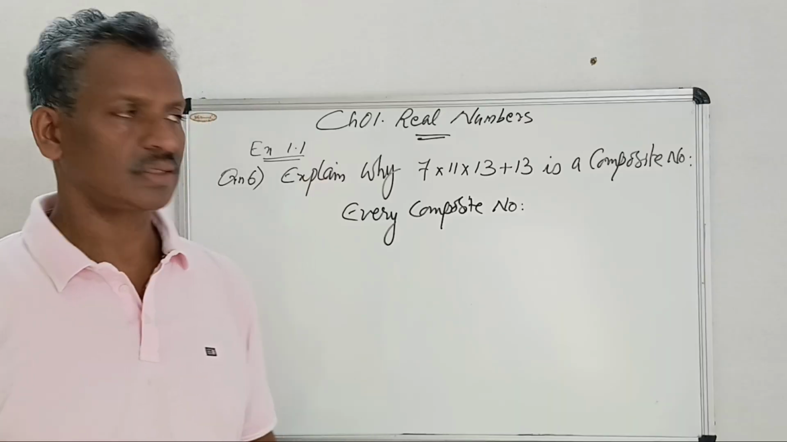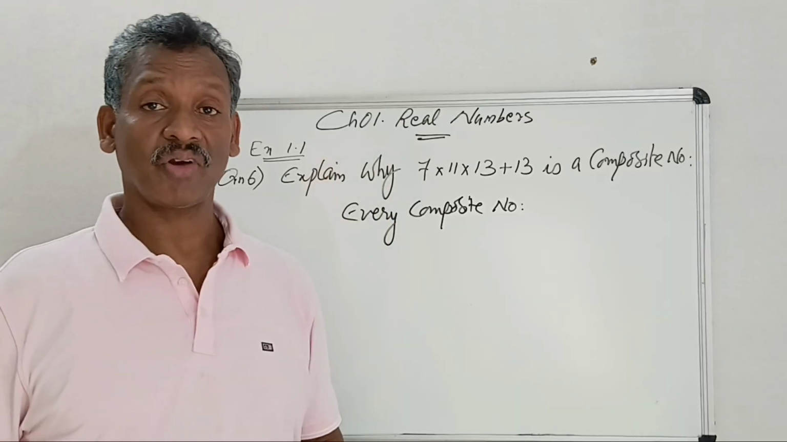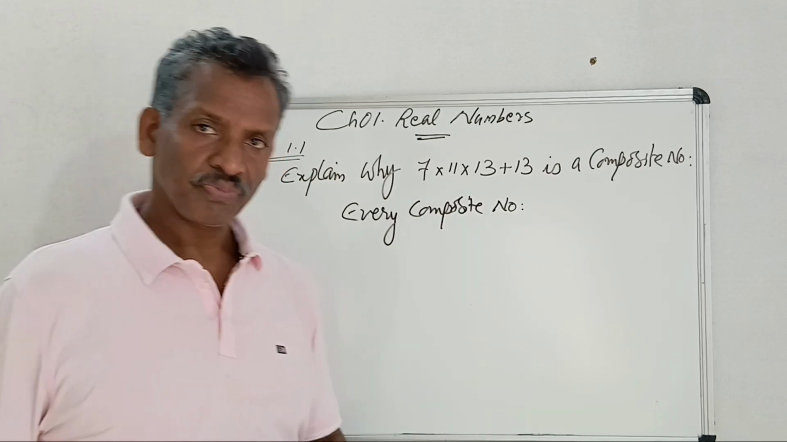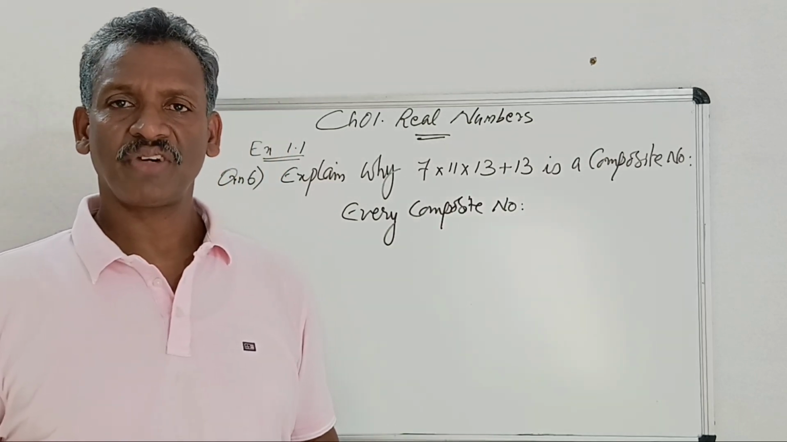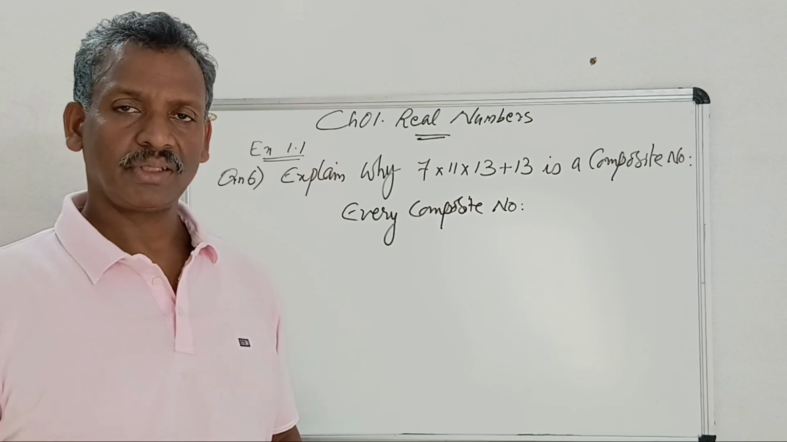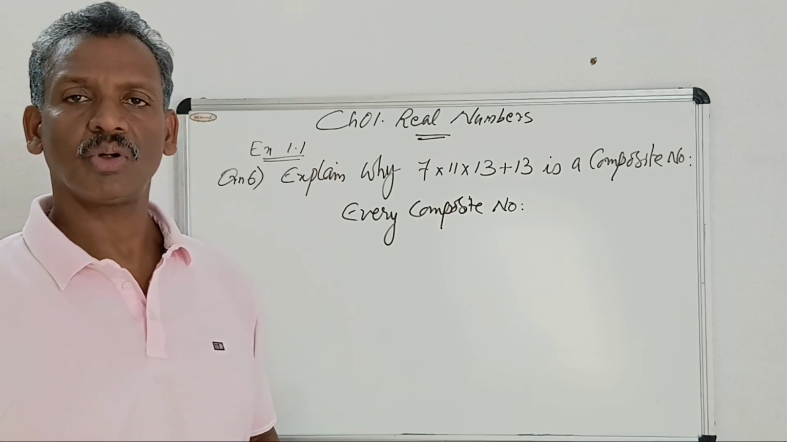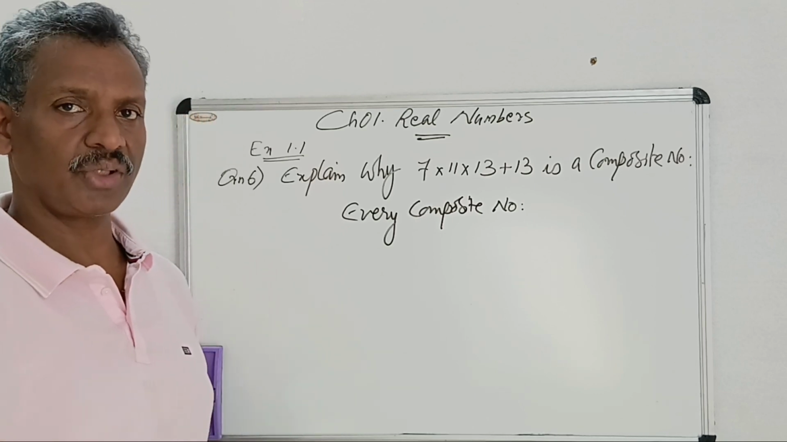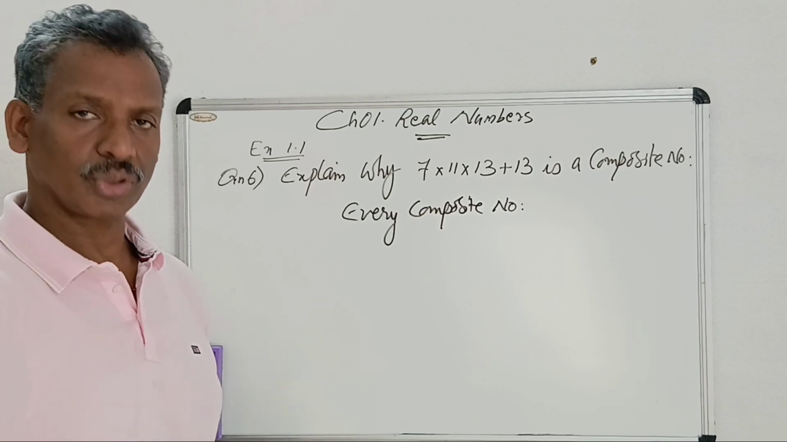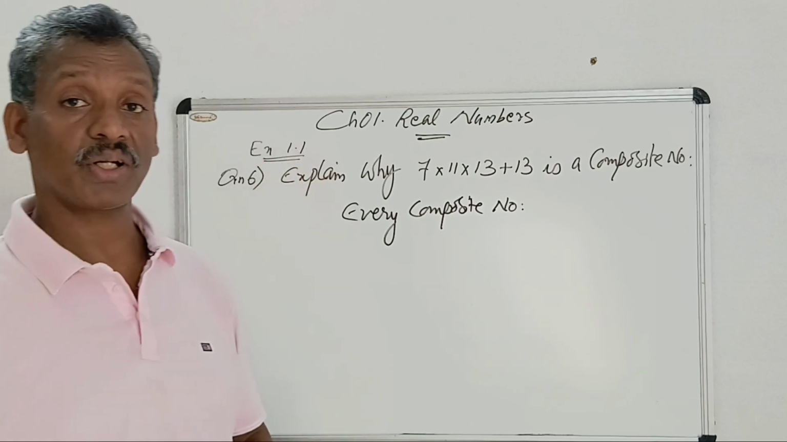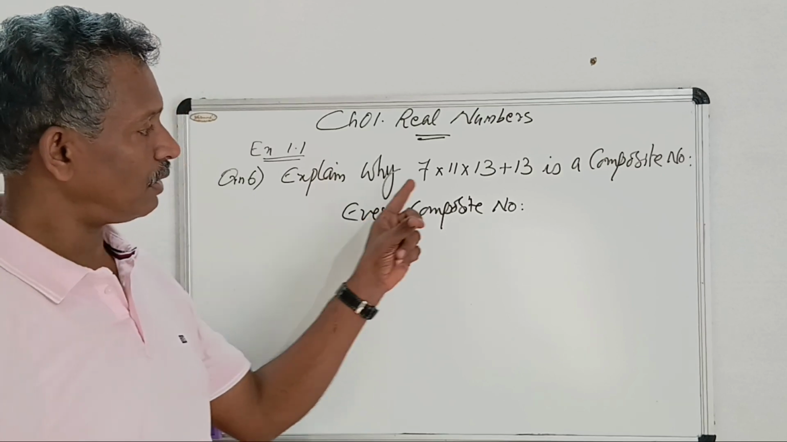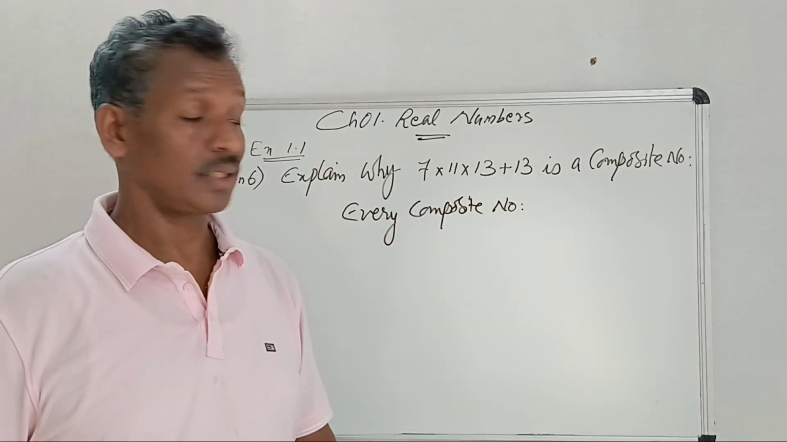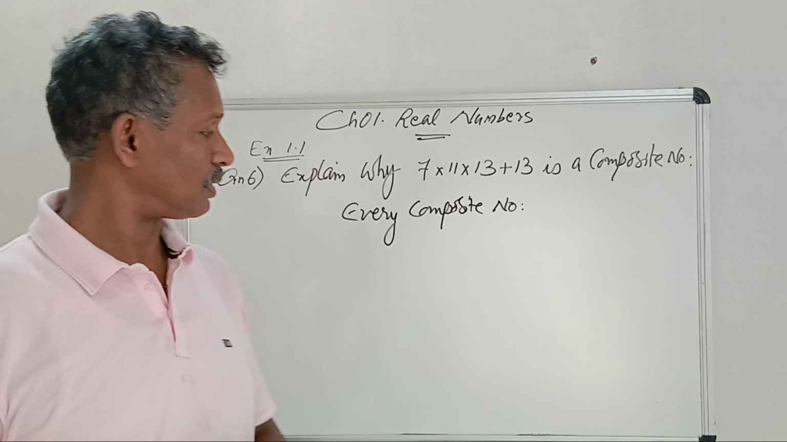Today is the third lesson on the topic real numbers, chapter 1. In previous classes we discussed the fundamental theorem of arithmetic, LCM and HCF, and today we are continuing with the same topic. We are continuing exercise 1.1, question number 16. Explain why 7 into 11 into 13 plus 13 is a composite number.